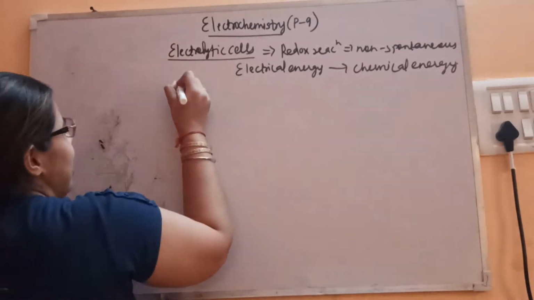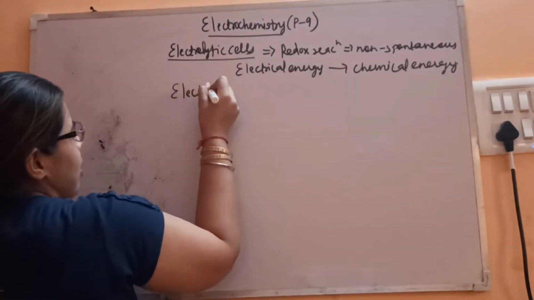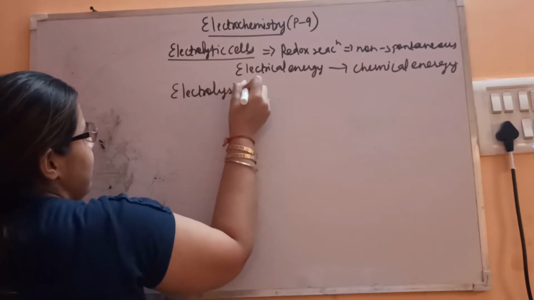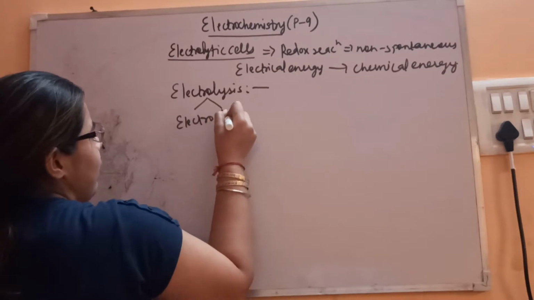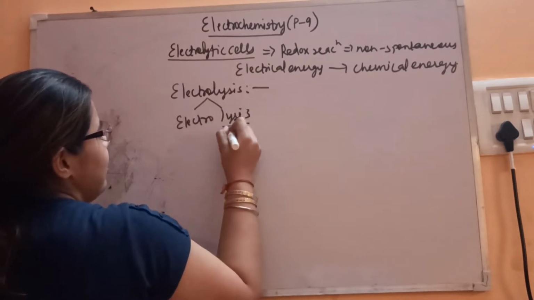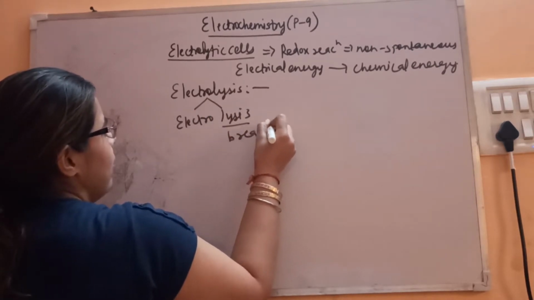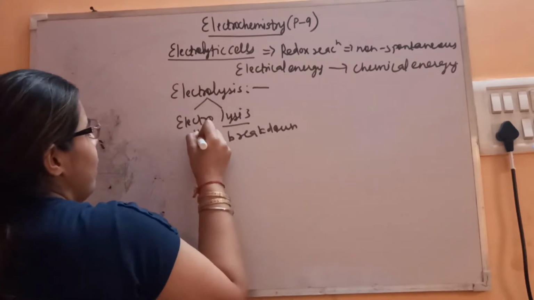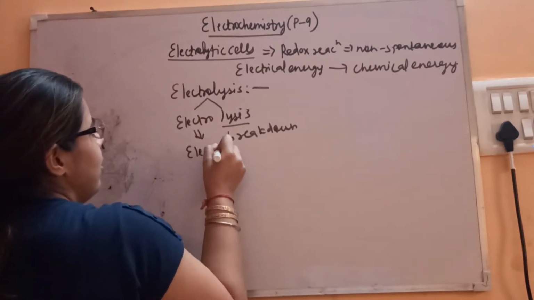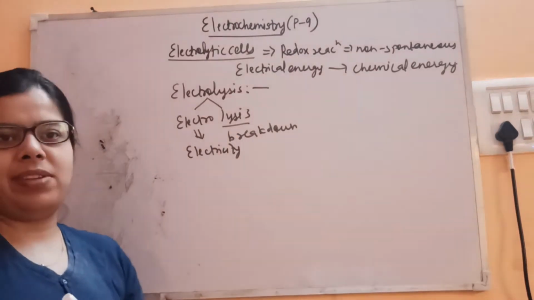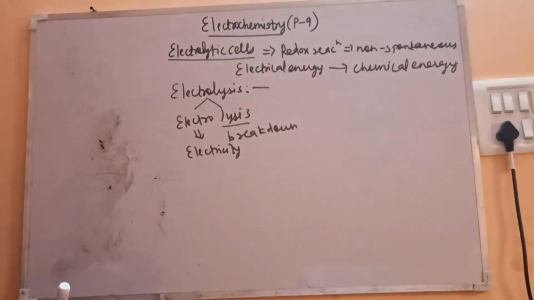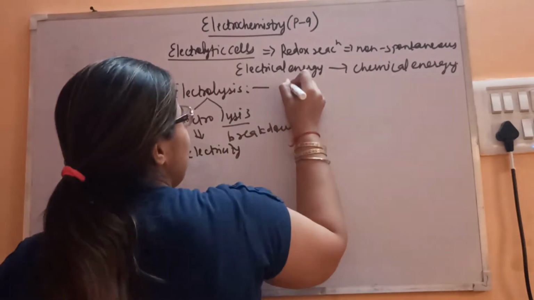So now let's see the electrolysis process. Electrolysis consists of two words, electro and lysis. Lysis means breakdown and electro is from electricity. So it means breakdown of the substance in the presence of electricity. Basically electrolysis is defined as the decomposition.